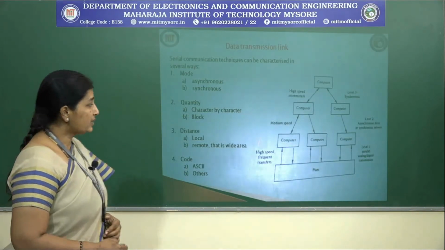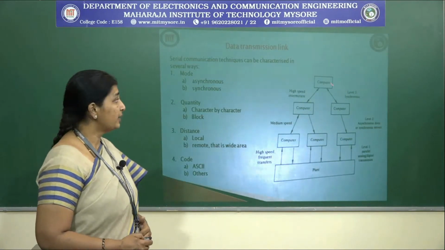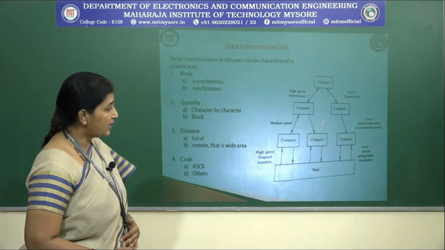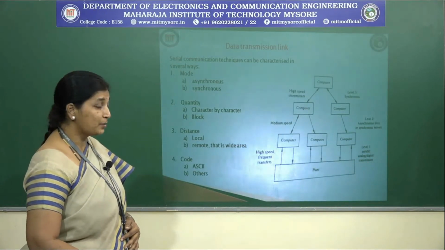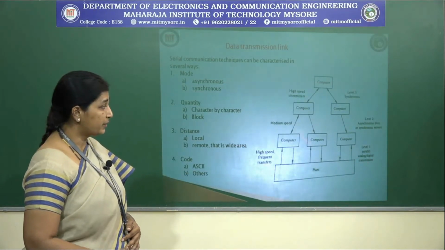So that can be understood with the help of this block diagram. There are three levels here. One is called level 1, the bottom, which forms the bottom part of this pyramid.